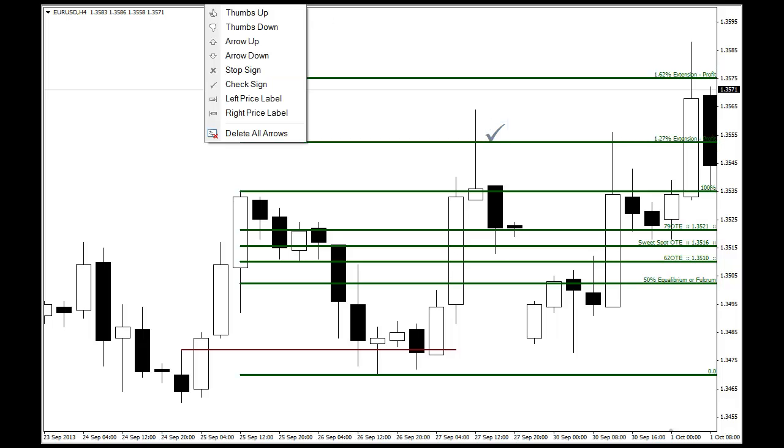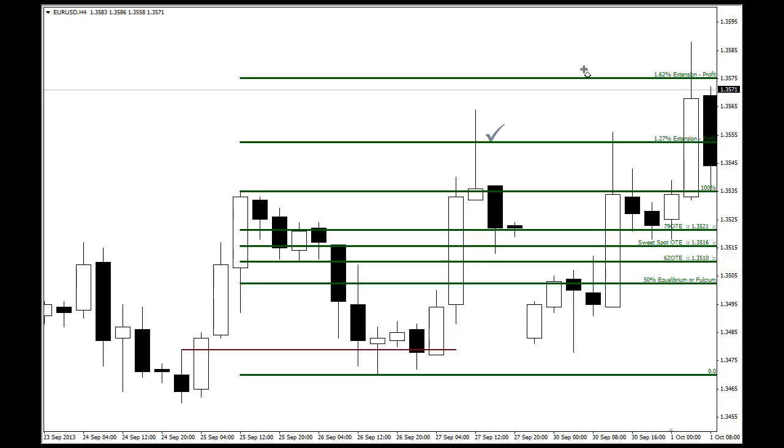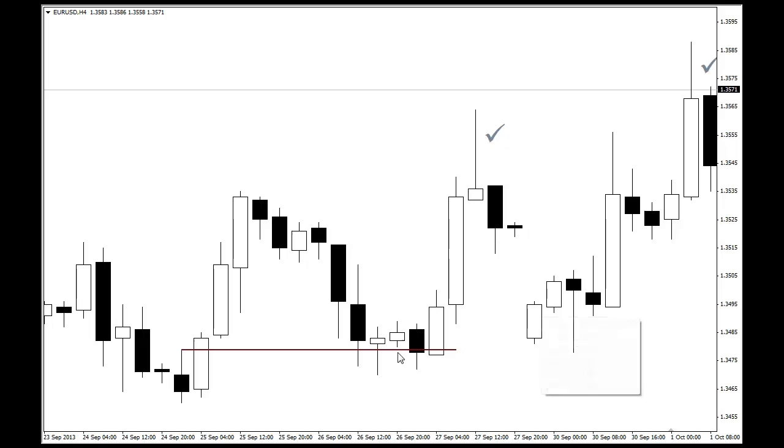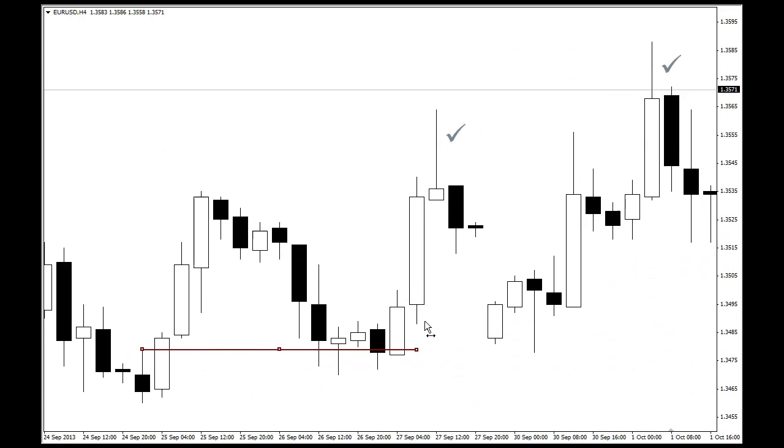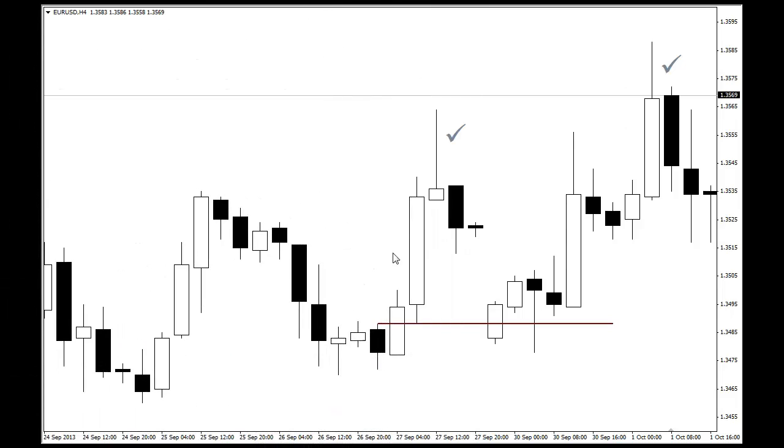And not too much longer after that you get your 127 right there. Okay, and we have another order block here as price rallies up. You want to go borrow this level here. Price rallies up, comes back down into the order block.